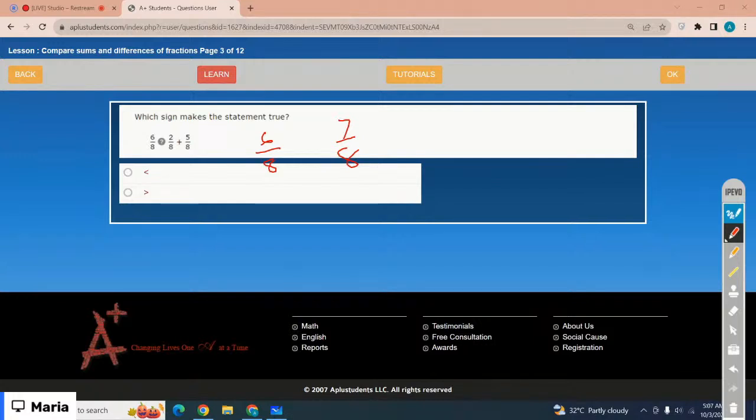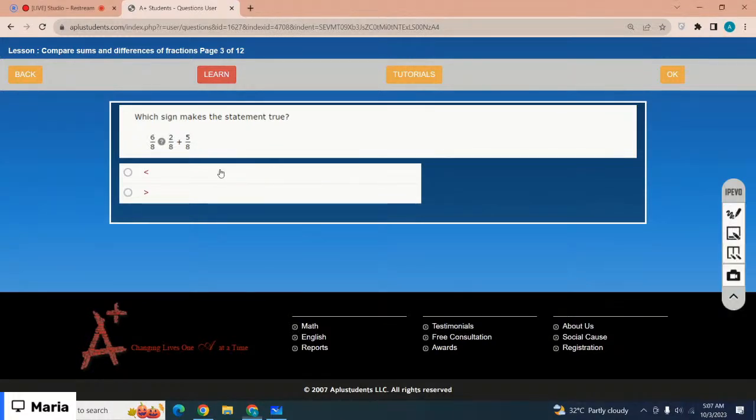Yes, 6 by 8 is less than 7 by 8. They have like denominators. You simply have to compare their numerators. 6 is less than 7. So 6 by 8 is less than 7 over 8. If you answered greater, just tell me the reason. 6 by 8 is less than 7 over 8, right?